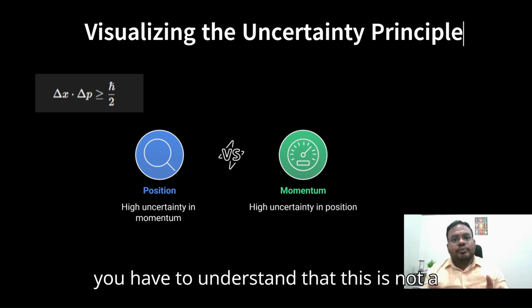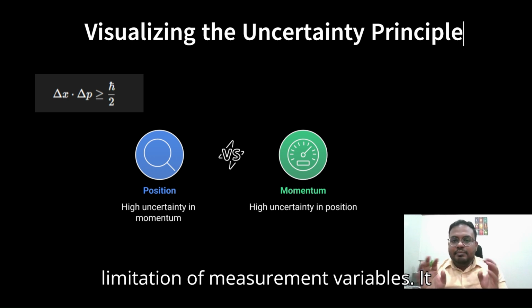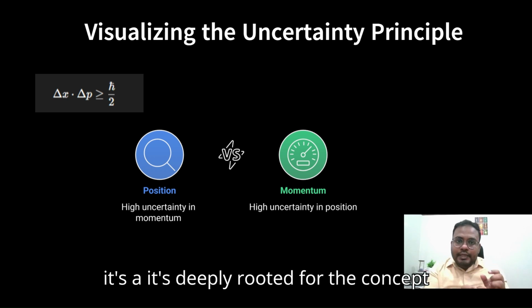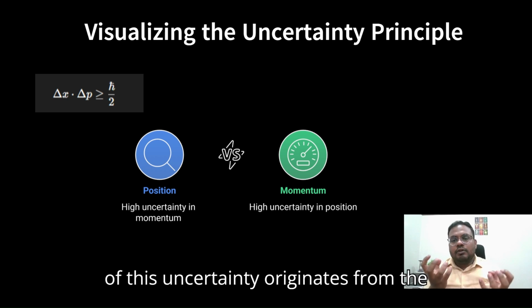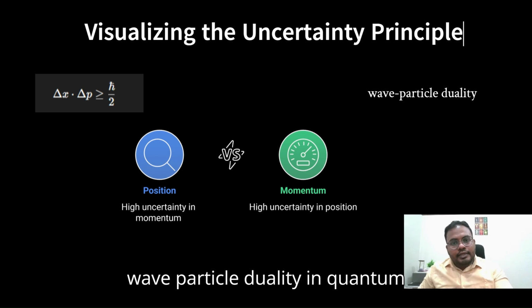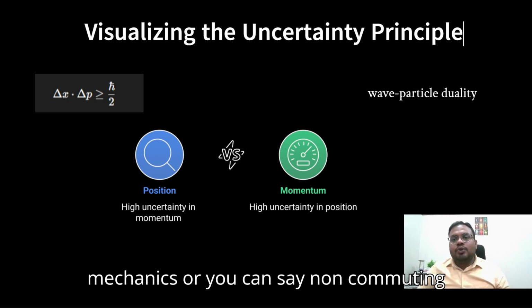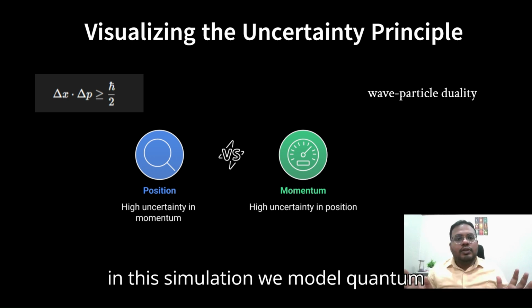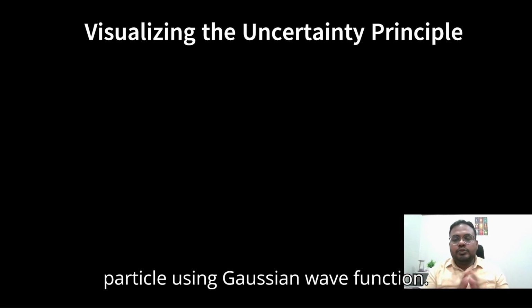But you have to understand that this is not a limitation of measurement. It's a fundamental property of nature. The concept of this uncertainty originates from the wave-particle duality in quantum mechanics, or you can say non-commuting operators in quantum mechanics. That's the same thing. In this simulation, we model a quantum particle using a Gaussian wave function.